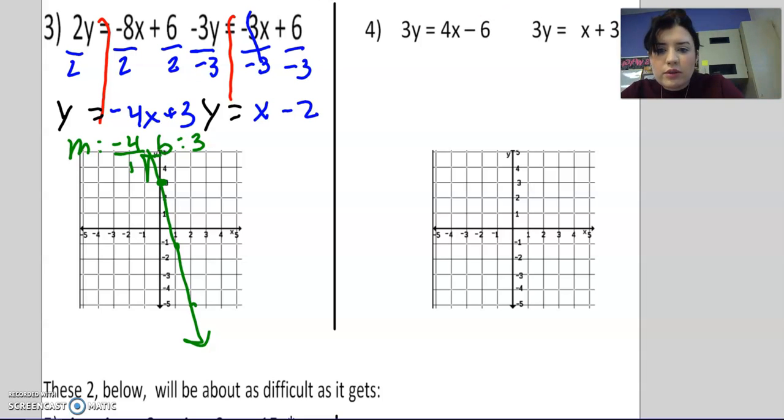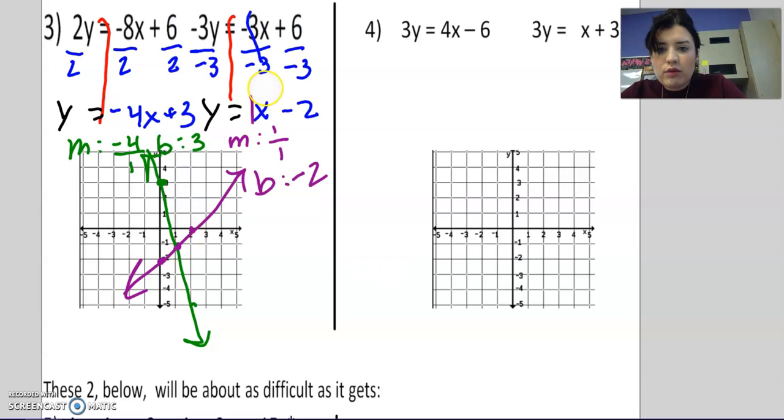Now we're going to do the other one where m is that hidden 1, so we're going to do 1 over 1. And b is negative 2, so we're going down to negative 2 and plotting our point. Then we're going up 1, right 1, up 1, right 1.